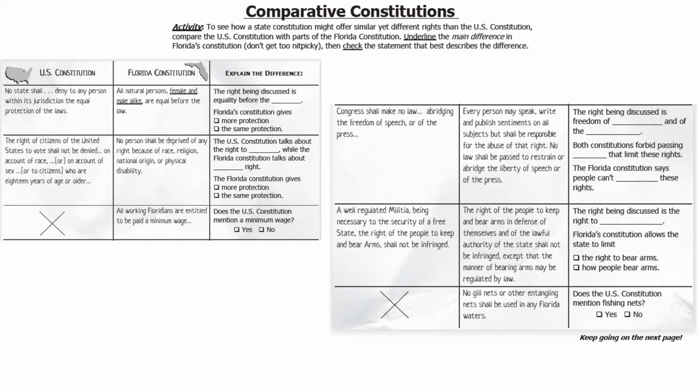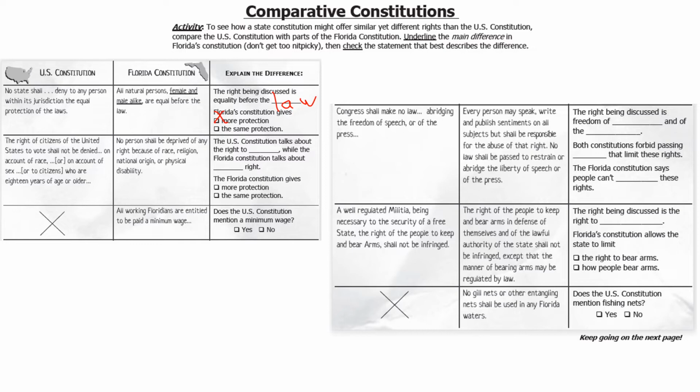No state shall deny any person within its jurisdiction the equal protection of the laws. The Florida Constitution says all natural persons, female and male alike, are equal before the law. So the right being discussed is equality before the law. Does it give more protection or the same protection? Well, it's going to give just a little bit more. If you look closely, it's because it says female and male alike, that part that is underlined. Instead of any person, it's much more specific that male and female are treated equally.